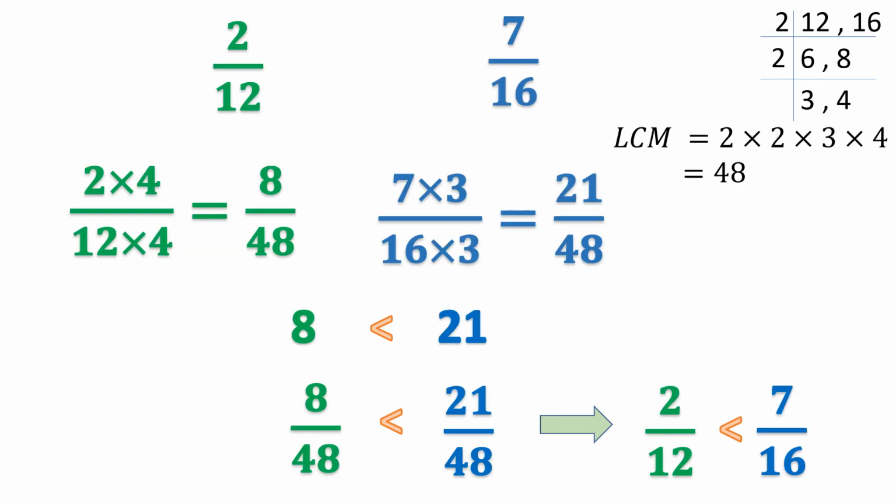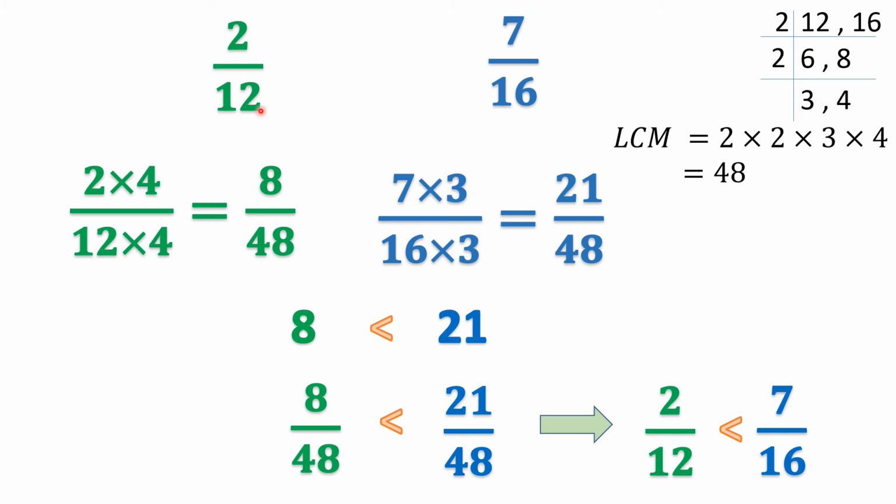So let's take this example and understand from here also. So what should we do? We're going to compare the two fractions, that is 2 by 12 and 7 by 16. Okay, so in order to compare them, what should we do first? We should make them into like fractions, right? And in order to convert them into like fractions, what should we do? We should make their denominators equal. And to make their denominators equal, what should we do? First, we should take the LCM, right?